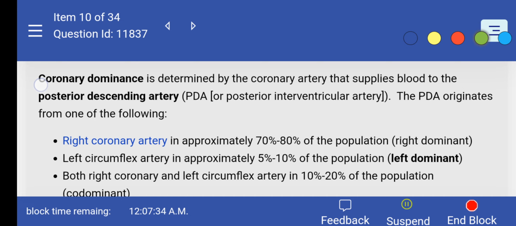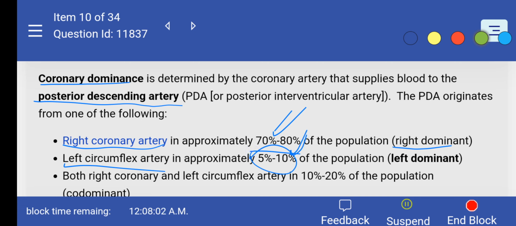As we know, coronary dominance is determined by the coronary artery that supplies blood to the posterior descending artery, PDA, or posterior interventricular artery. The PDA originates from the right coronary artery in approximately 70 to 80% of the population, that is right dominant. The left circumflex artery gives rise to the PDA in approximately 5 to 10%, that is left dominant. And if there are branches to the PDA from both the right coronary artery and the left circumflex artery, found in 10 to 20%, that would be considered codominant.